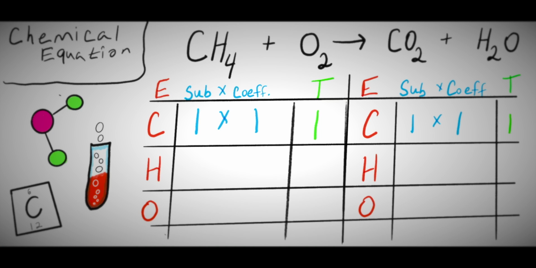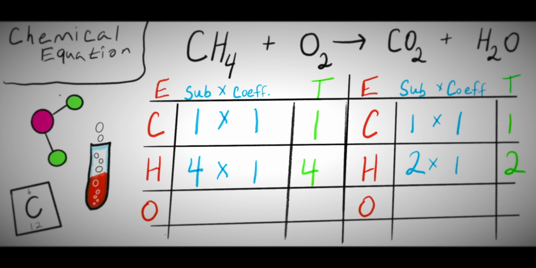Hydrogen is the next atom on my list. On the reactant side, I have a subscript 4 and a coefficient of 1. That gives me a total of 4 on this side. Hydrogen is only found in water on the product side and has a subscript 2. There's a coefficient of 1, leaving us with a total of 2 hydrogens on the product side. We notice this does not equal our reactant side, so we're going to have to make some changes later.